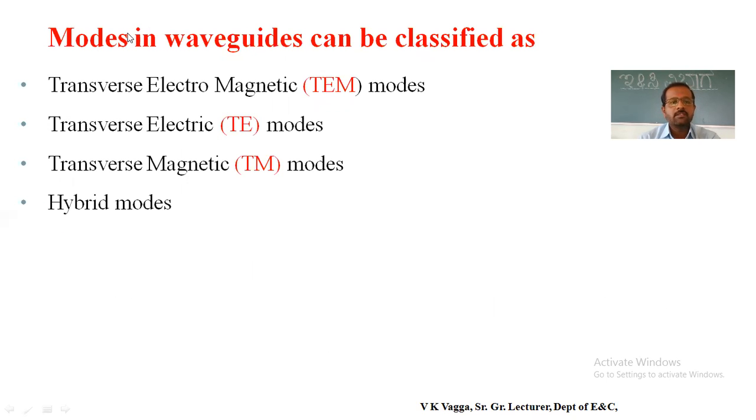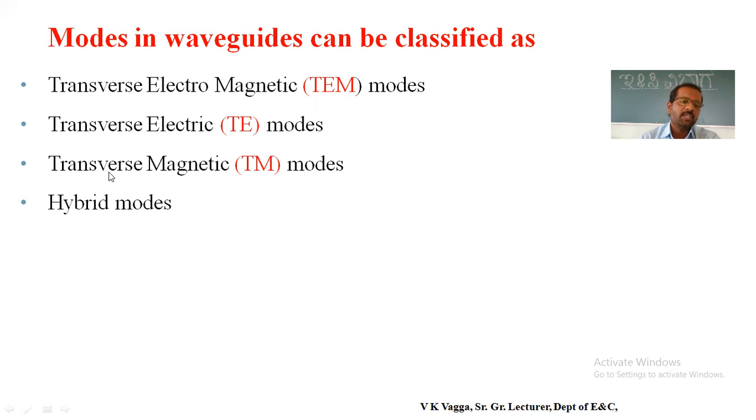If you take the modes in the waveguides, their classification is into four modes. One is the TEM mode, the transverse electromagnetic mode. It depends on the E lines and the H lines, the electric field as well as the magnetic field, so it is called the TEM mode. Another one is the TE mode, the transverse electric mode. It depends only on the electric lines.